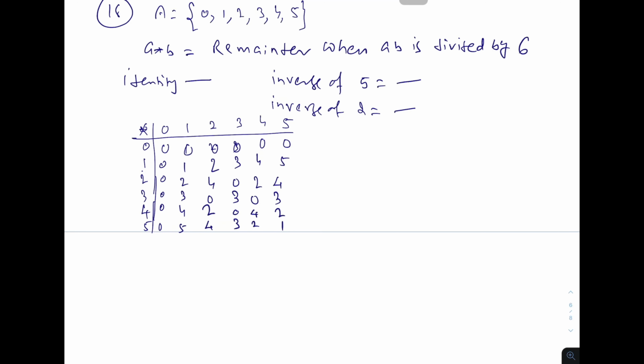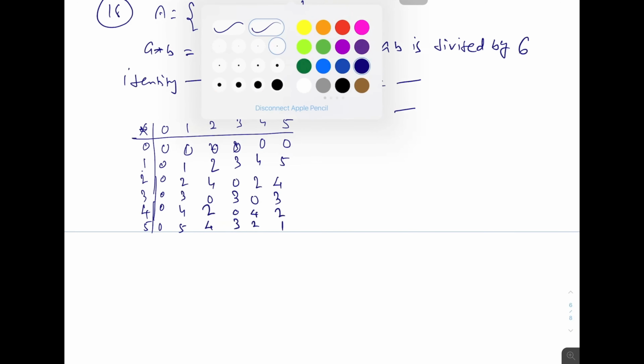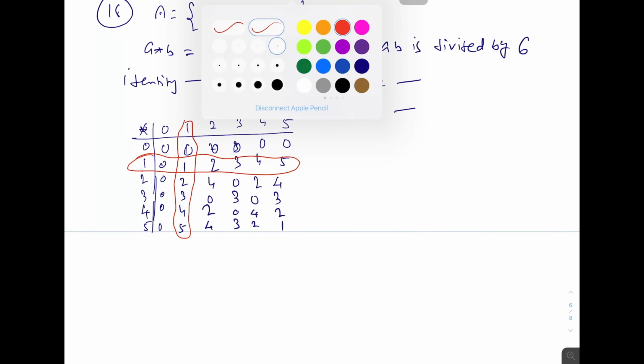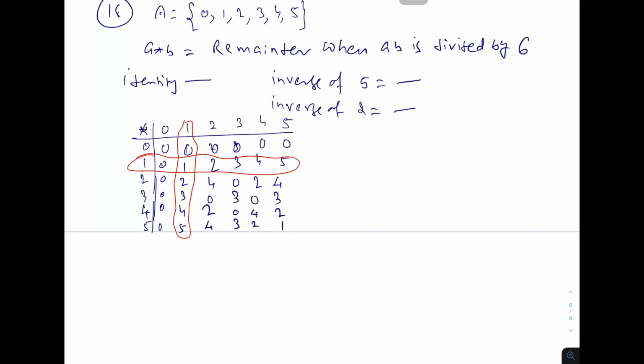Now see that from the table you can easily see that this 1 is the identity element. From the table we can easily see that 1 into 1 is 1, 1 into 2 is 2, 1 into 3 is 3, 1 into 4 is 4, 1 into 5 is 5, or on this side 1 into 1 is 1, 1 into 2 is 2, 1 into 3 is 3, so that's easy to see the identity element is 1.